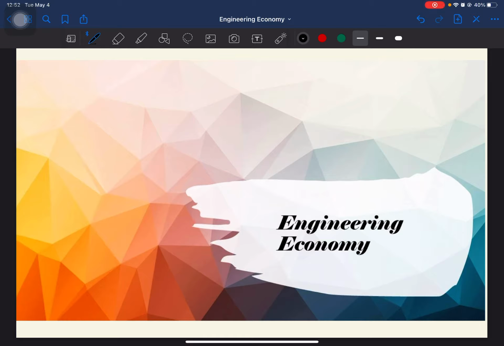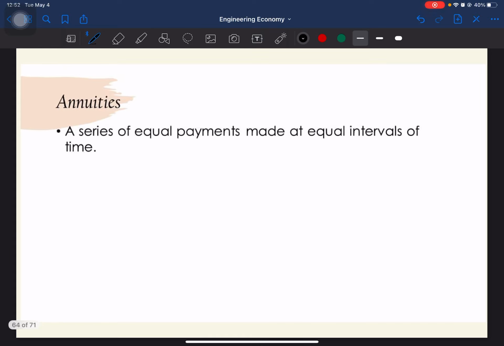Hello, good morning. For the next topic of engineering economy, we have annuities. Okay, so ano ba yung annuities pagka sinimplihan natin o siguro sa Tagalog?